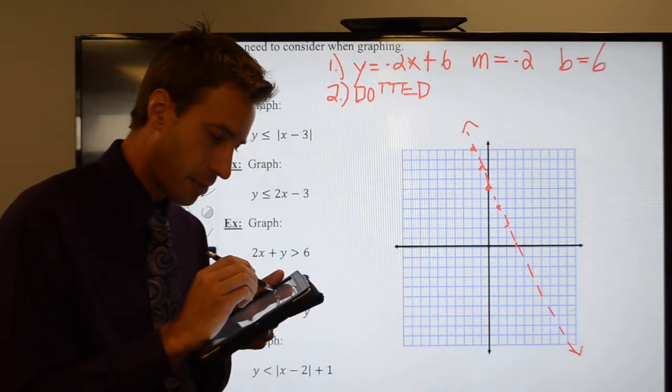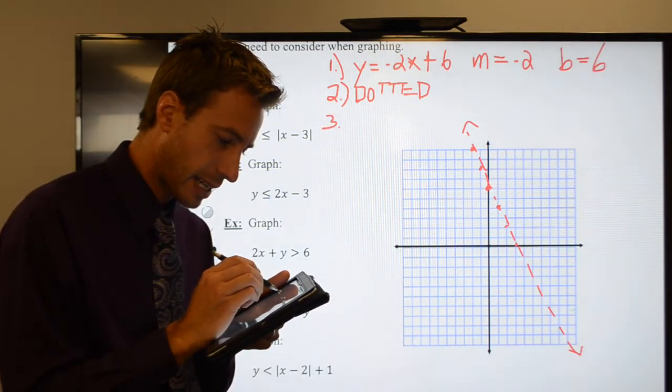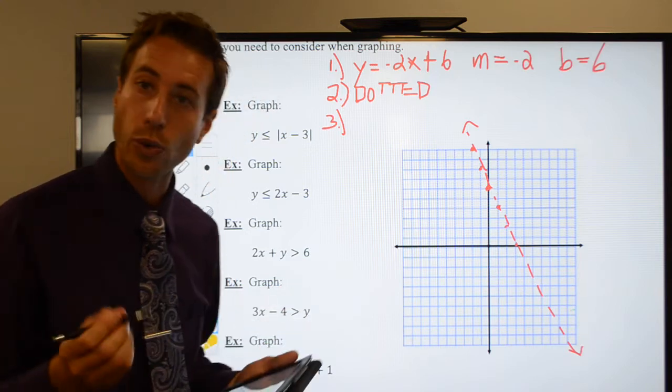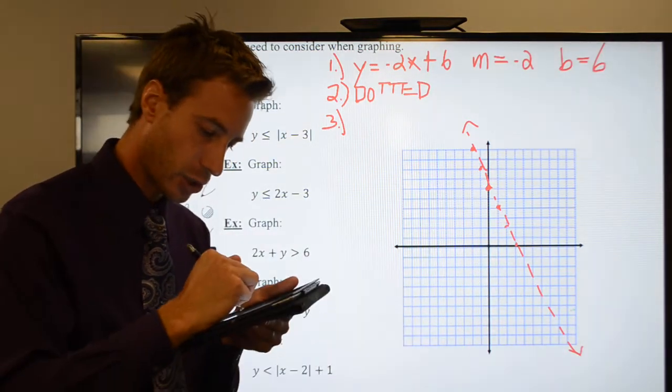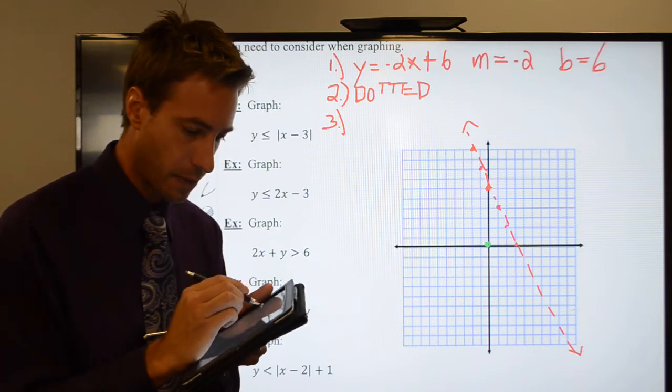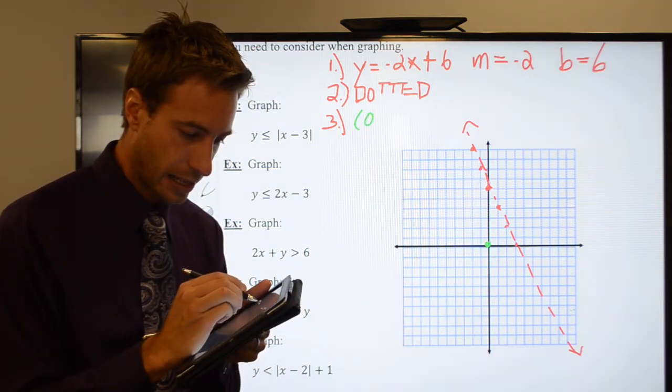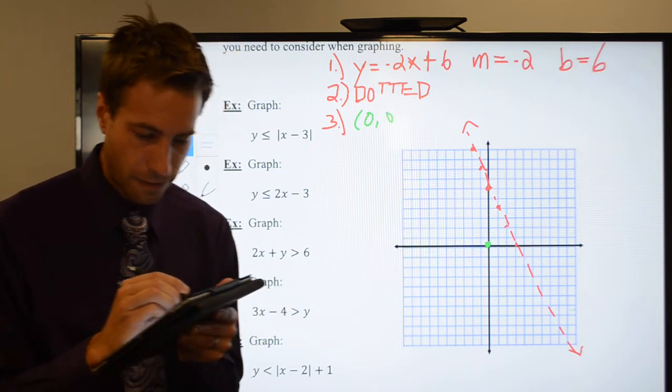Now let's go ahead, step number 3, and figure out a test point. Well, I'm going to check and see, do I go through the point 0, 0? I don't, and again, most of the time it will not. So we're definitely going to go with 0, 0. Let's find out if that gives me a true or a false statement.